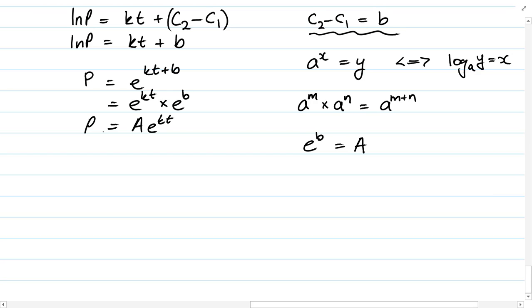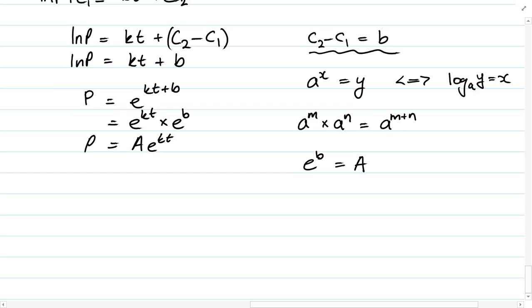So there's our population. If population growth is exponential, that's why it's exponential, because the rate of change is increasing proportionately to the population at the time. So there's a standard one.